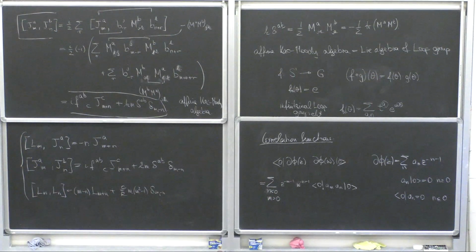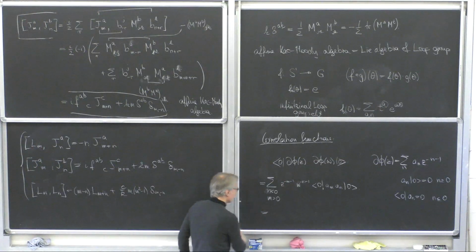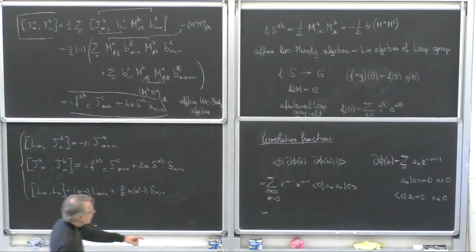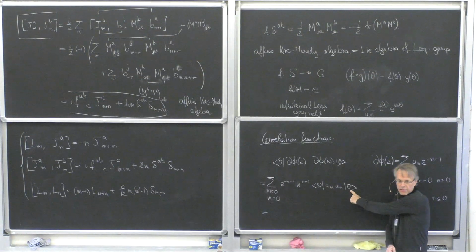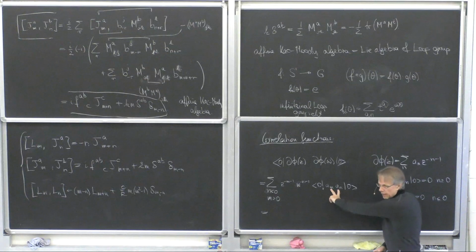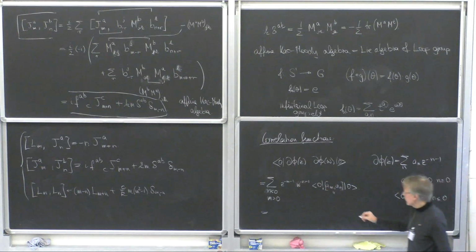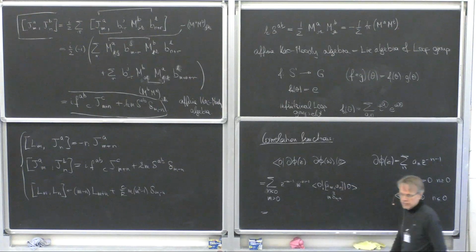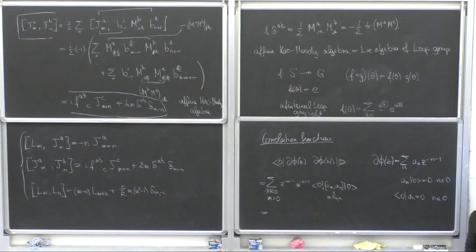Now, this is obviously something we can easily do. Even I can do it on a Friday morning in front of you at a blackboard. The m's are positive, so they are going to kill the in vacuum. Therefore I can replace this product by the commutator. And what is this commutator? It is just m times δ_{m,-n}. So out of this double sum, only a single sum survives.